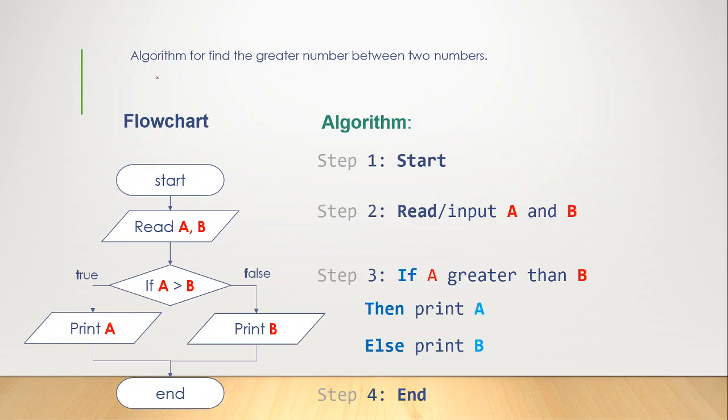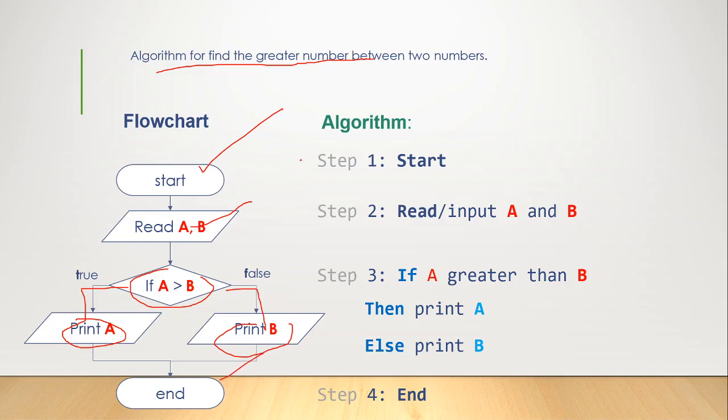Next is the algorithm to find the greater number among two numbers. In the previous slides I discussed the greatest among three numbers. This one is the greatest among two numbers, and this one is very easy. Firstly start and then read two numbers, and in the third step there is a decision box. It checks if A is greater than B. If it is true, then it will print A. If it is false, then it will print B, and there is the end of the program.